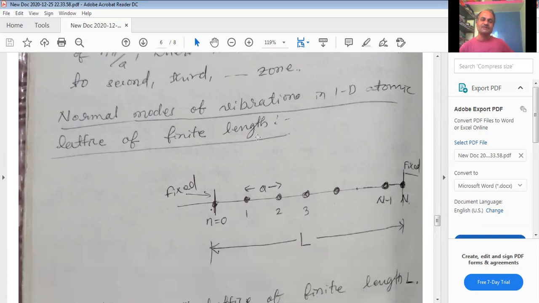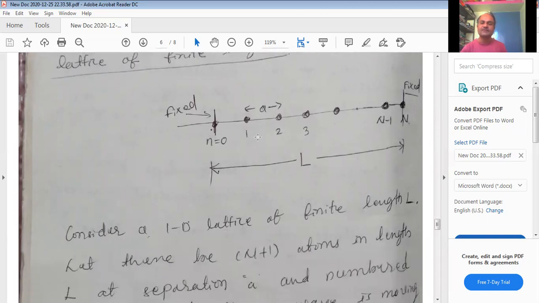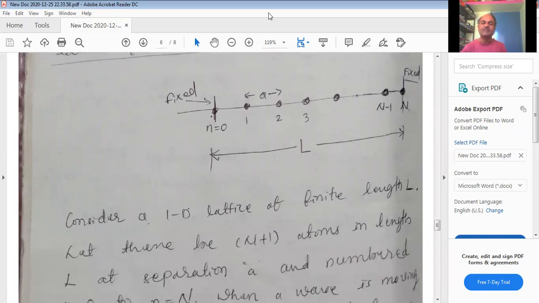And next we will see what are the normal modes of vibrations of this one dimensional monatomic lattice of finite length. So here I have taken a one dimensional chain of monatomic lattice. You see it is having a length of capital L, and both the ends of this chain are bound to a rigid support. Therefore, the vibrations are zero at both the ends.